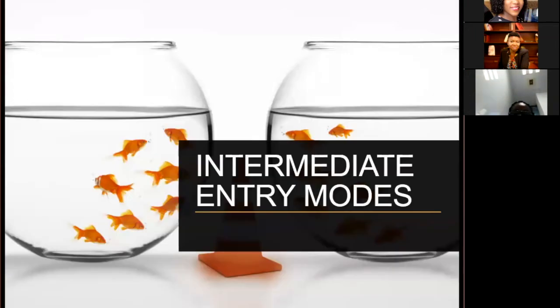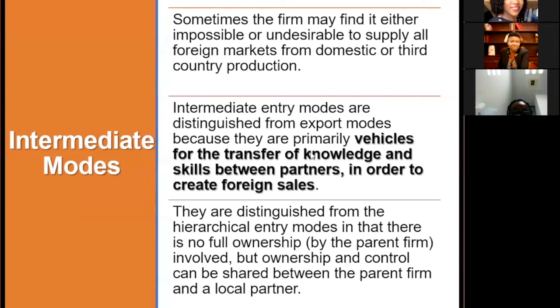So the next level we have is the intermediate entry modes, which we also refer to as the contractual modes. By virtue of their name, we can surmise that they involve a lot of contracts. These modes are necessary because sometimes the firm may find it either impossible or undesirable to supply foreign markets from a domestic or third country production. So they cannot manufacture in the home country and sell it to the foreign markets, and they cannot manufacture elsewhere and sell it to the foreign markets.